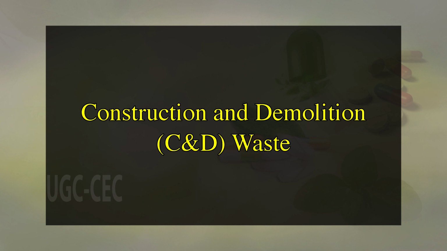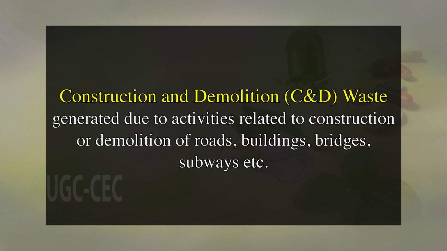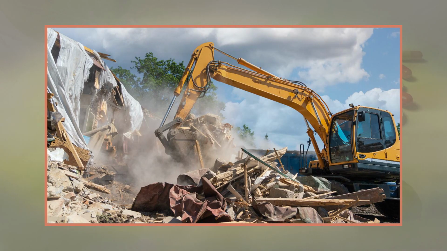Number 5, construction and demolition waste. Construction and demolition waste is generated due to activities related to the construction or demolition of roads, buildings, bridges, subways, etc. This type of waste particularly includes non-biodegradable materials such as concrete, plaster, metal, wood and plastics. A part of this waste is combined with the municipal waste. If such waste is not managed properly, it can pollute the land and the air.